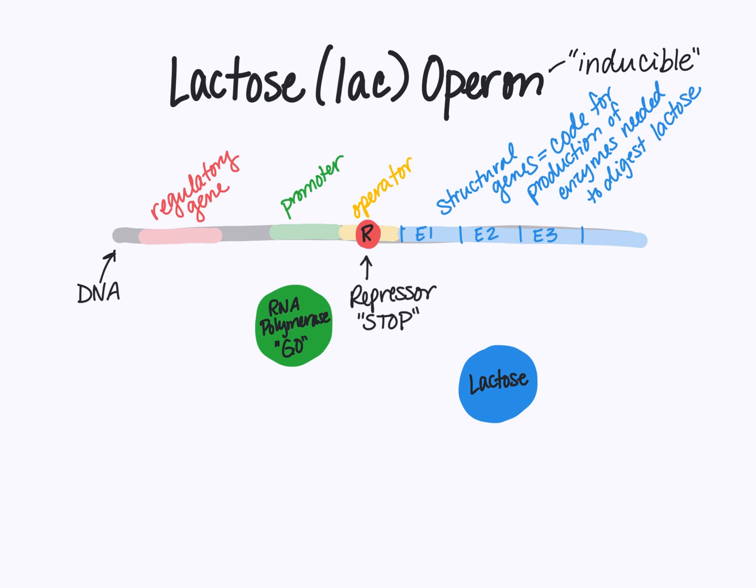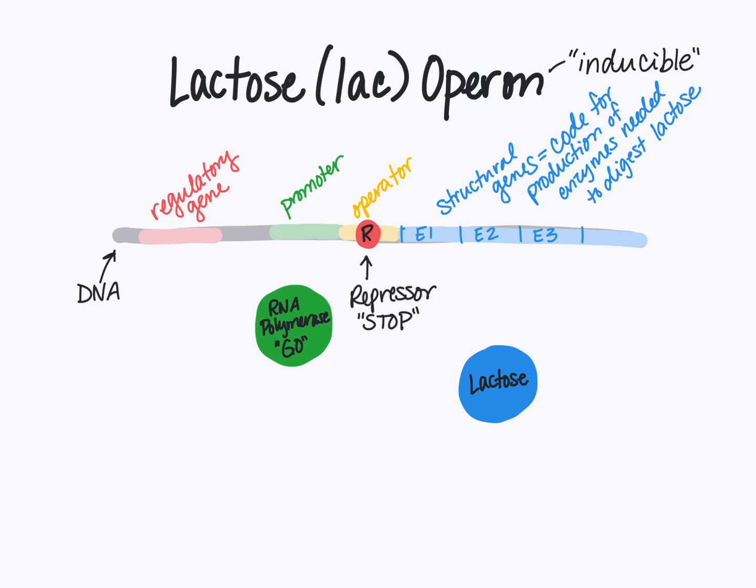So now let's take a look at the lactose or lac operon. And remember that the lac operon is an inducible operon. So as you can see from my simplistic drawing here, the operon has the same basic structures as the trp operon. So we still have our strand of DNA that has a region that codes for a regulatory gene, which codes for the production of the repressor.